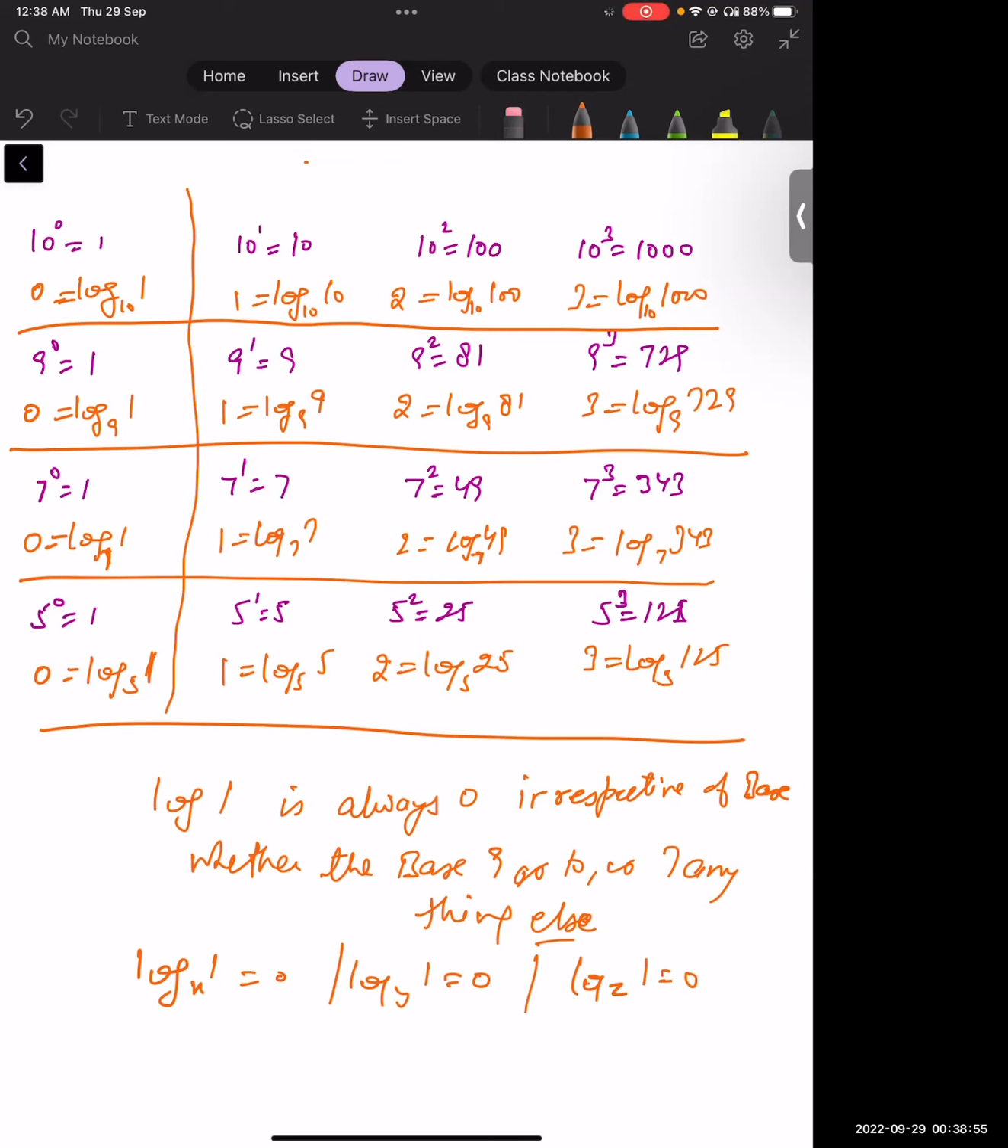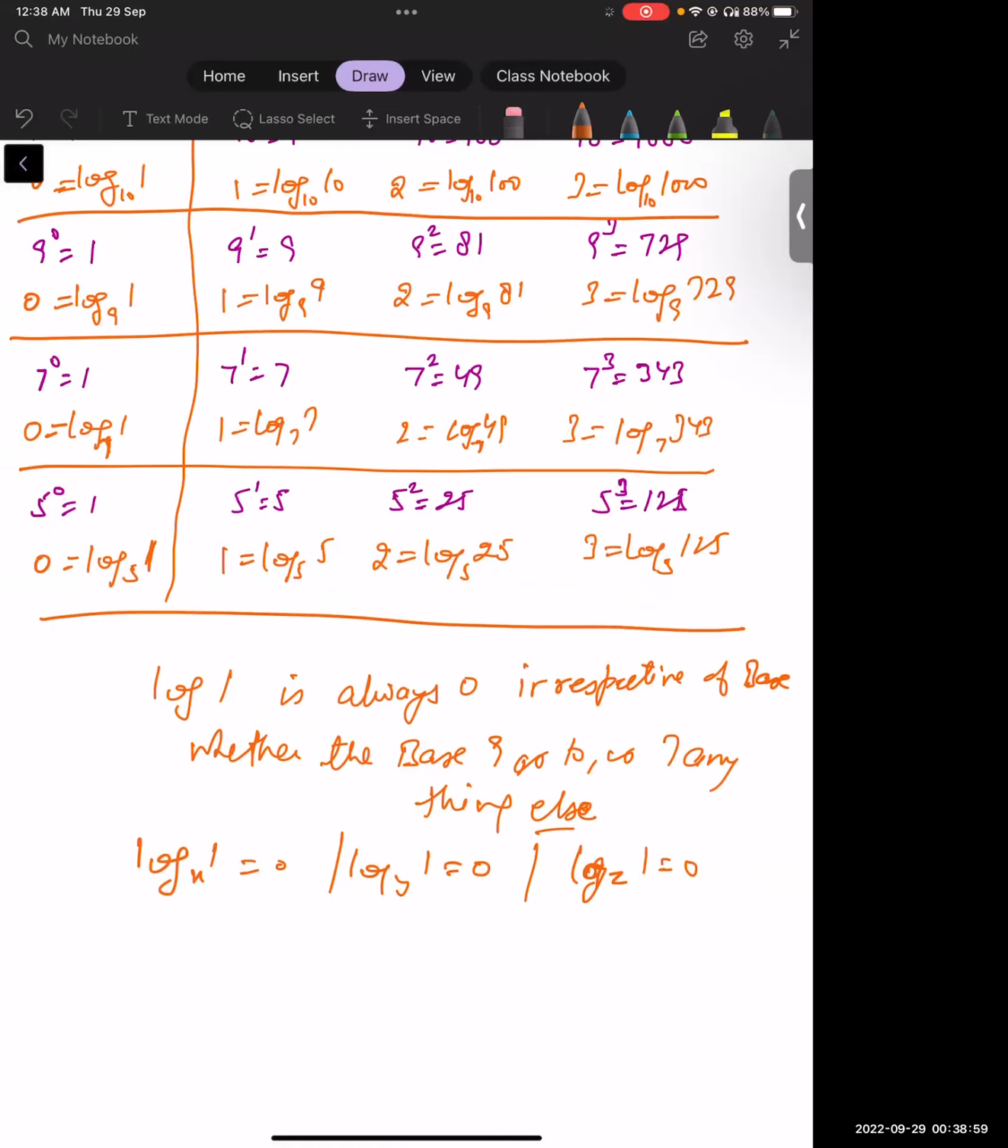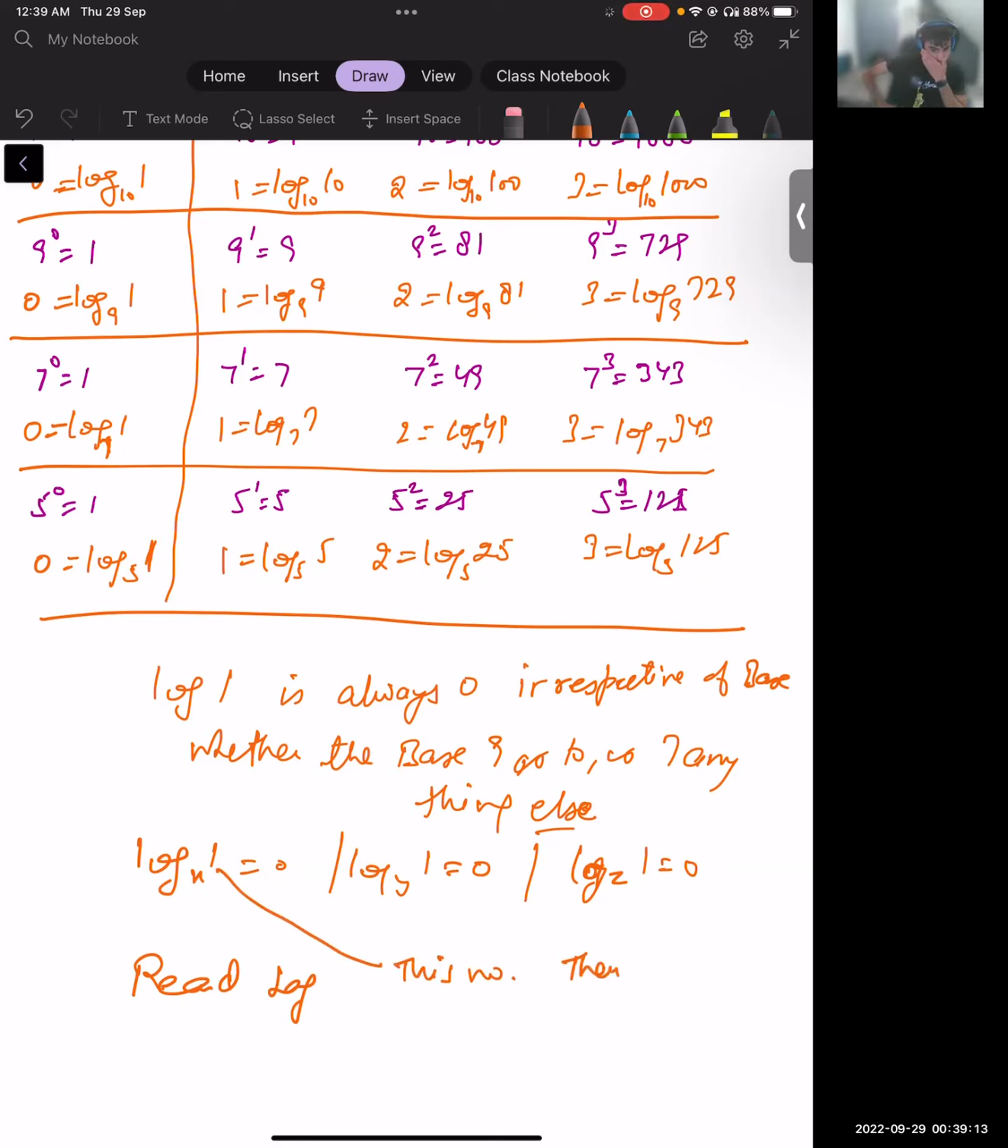Right? The way of reading this is a pattern which we have to follow. Firstly, we read log. First you read log, then this number, then the base, and then the answer.